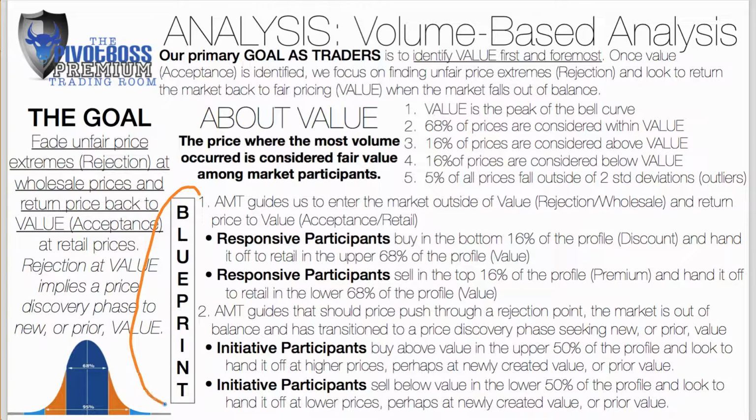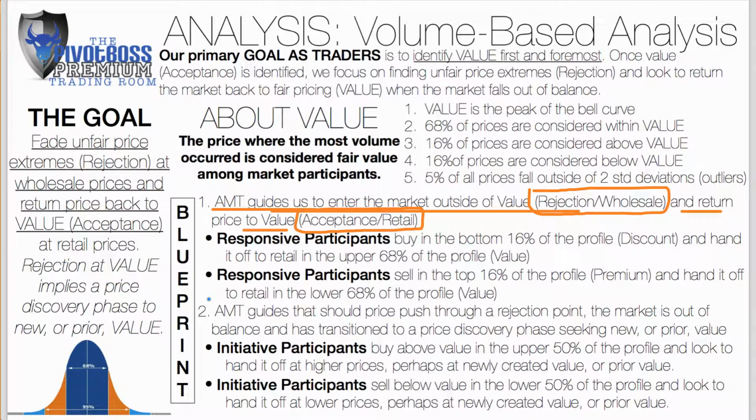Now, this is your blueprint for how to engage this information. This is your blueprint. And your blueprint here basically says that auction market theory, if you are a responsive participant, auction market theory guides us to enter the market outside of value at a rejection level at wholesale pricing. And then we return it to value, which is acceptance and retail pricing. So according to auction market theory, if we are responsive participants, we are looking to defend back here and return it to value.